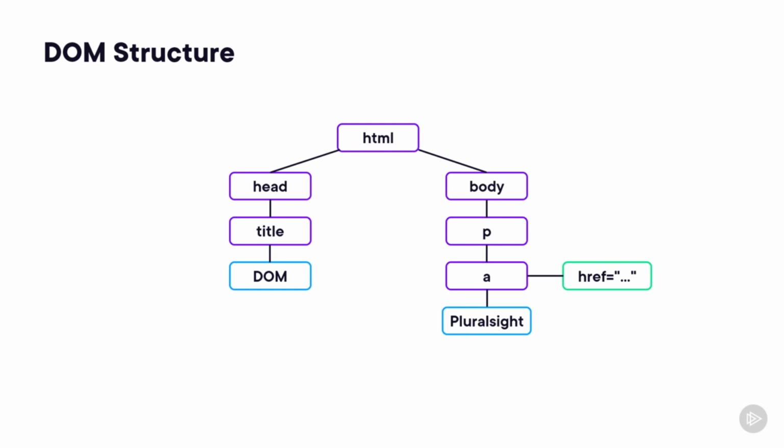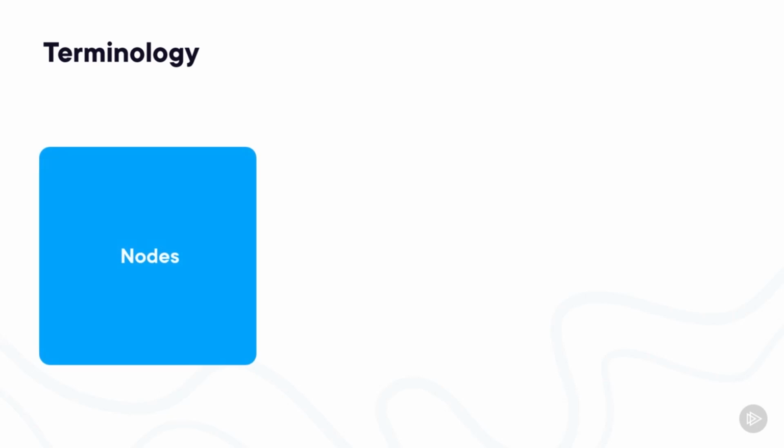And we see a few specific things here. We see HTML elements, we see text content, and we also see attributes. But that's HTML. When talking about the DOM, there are specific terms, and I'd like to discuss those terms with you now. The centerpiece, so to speak, of working with the DOM is a node.